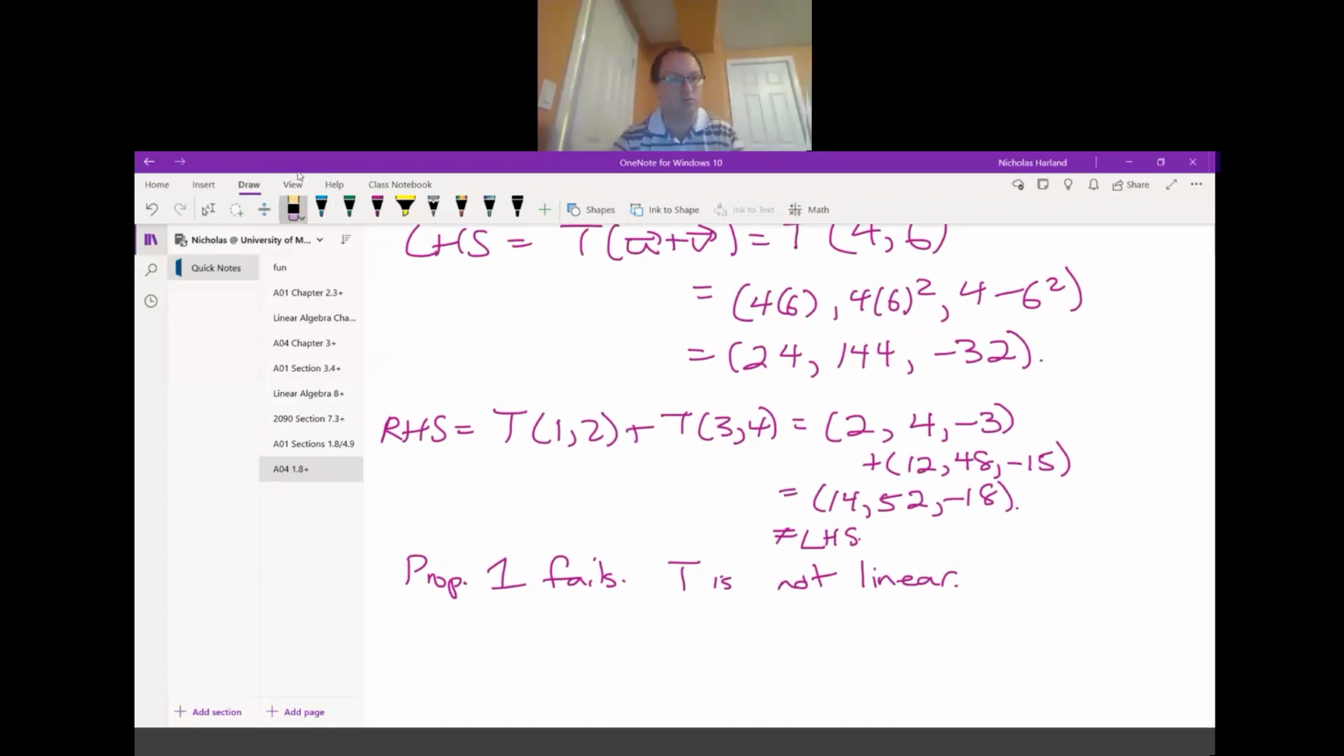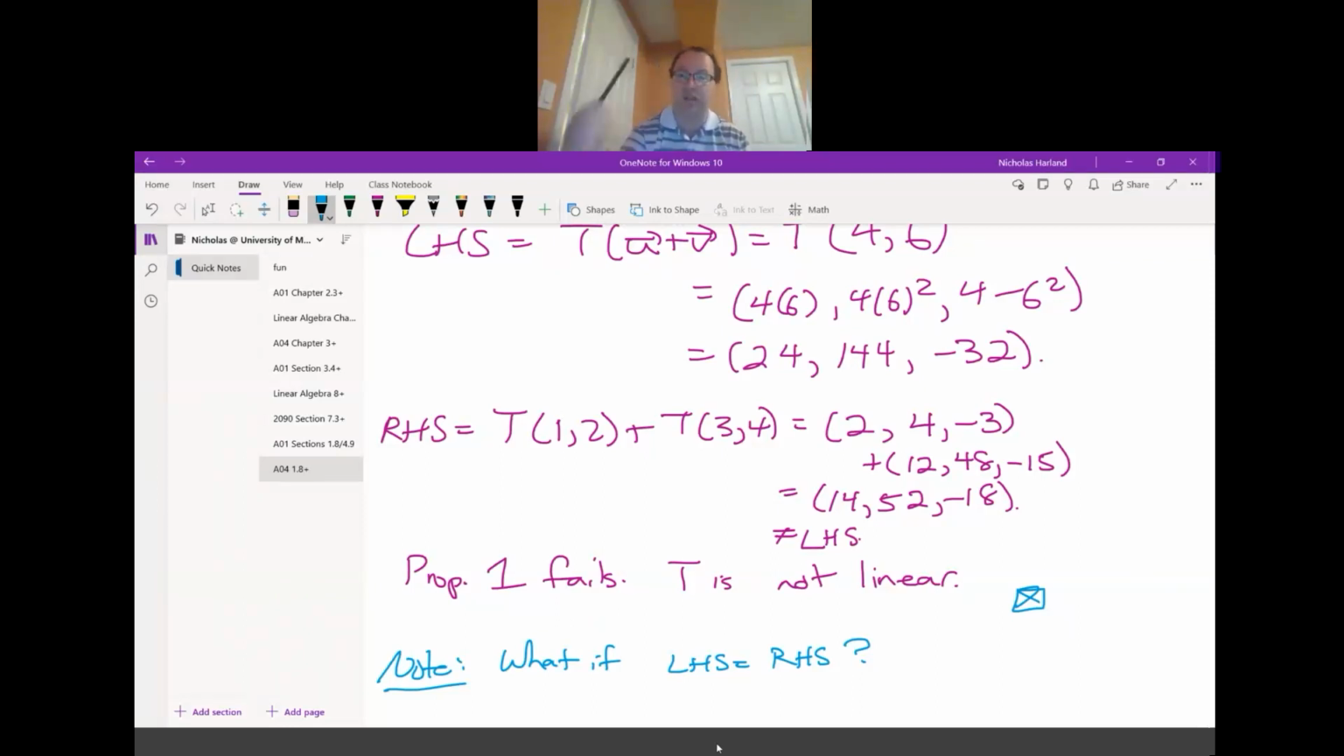All right. Now, this is the end of the question. I just want to make a quick little note. Let's say we did this. What if the left-hand side just happened to equal the right-hand side? What does that mean? Does that mean property 1 is satisfied? I mean, is it now half linear? It shows property 1 is satisfied for that one point, but does that mean property 1 is satisfied for all points?